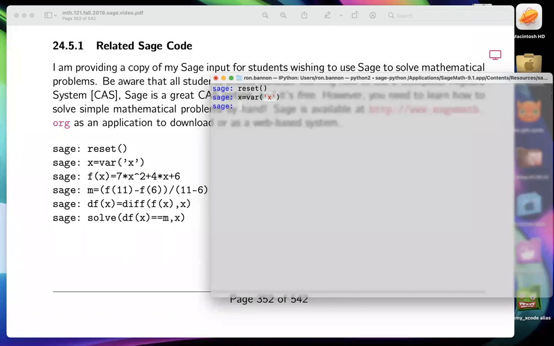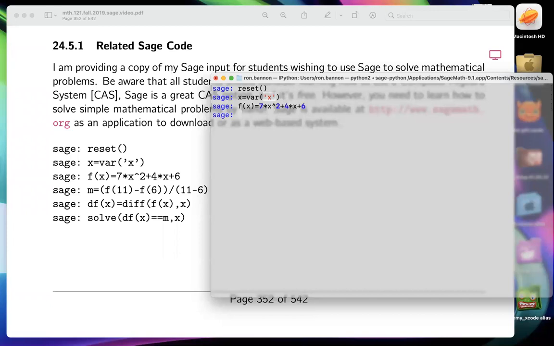Next, I'm going to define a function, f of x. And that function I'm going to assign 7x squared. Whoops, I have to do times, right? Plus 4x. I have to do star again. I can't remember. Plus 6.